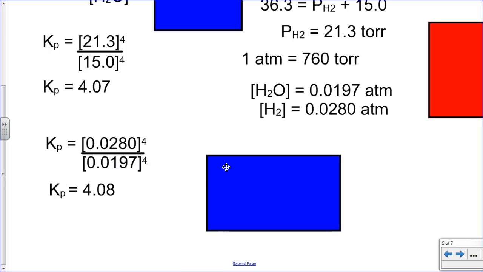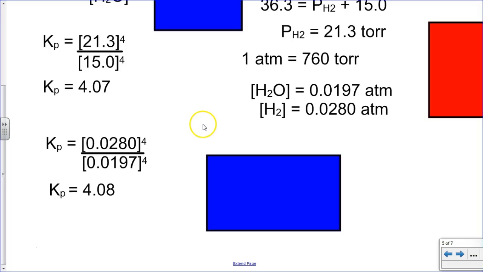Okay, you plug in your calculator and you're going to get 4.08. Now, here's the point. There is a difference here, but that difference is solely due to us rounding for sig figs. If you kept these values, when we change these into atmospheres, as their full values in your calculator, you would have gotten 4.07 here.